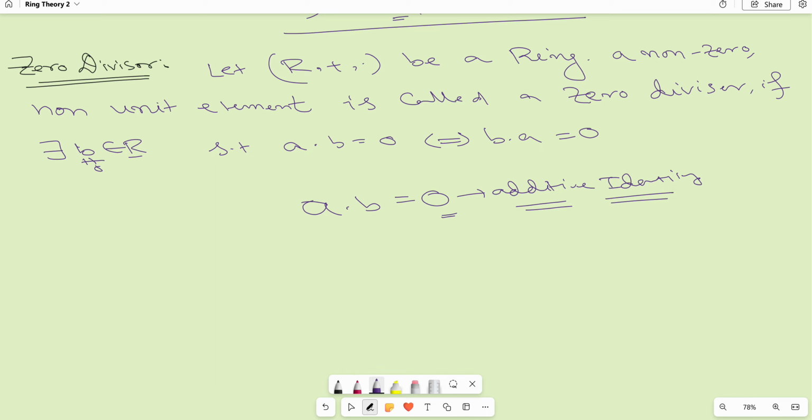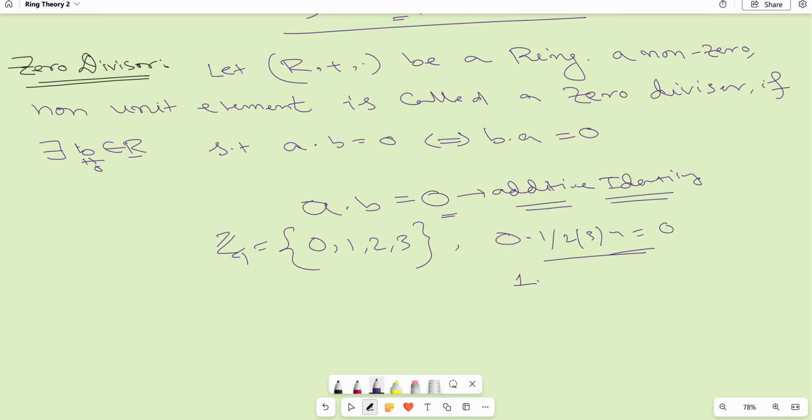So for example, in Z4, whatever we have taken, 0, 1, 2, 3, right? What are the zero divisors of it? So 0 is a zero divisor, because 0 times whatever element you take, 1 or 2 or 3, it will give you 0, right? So 0 is a zero divisor.